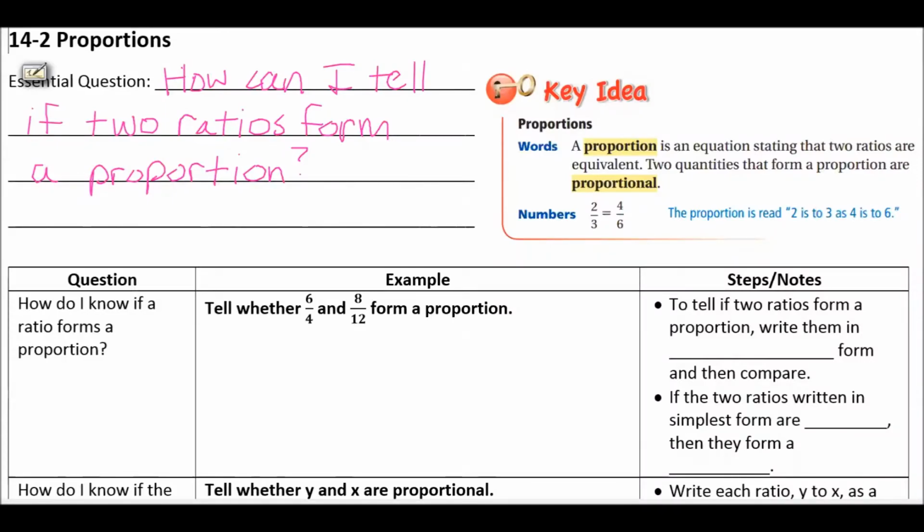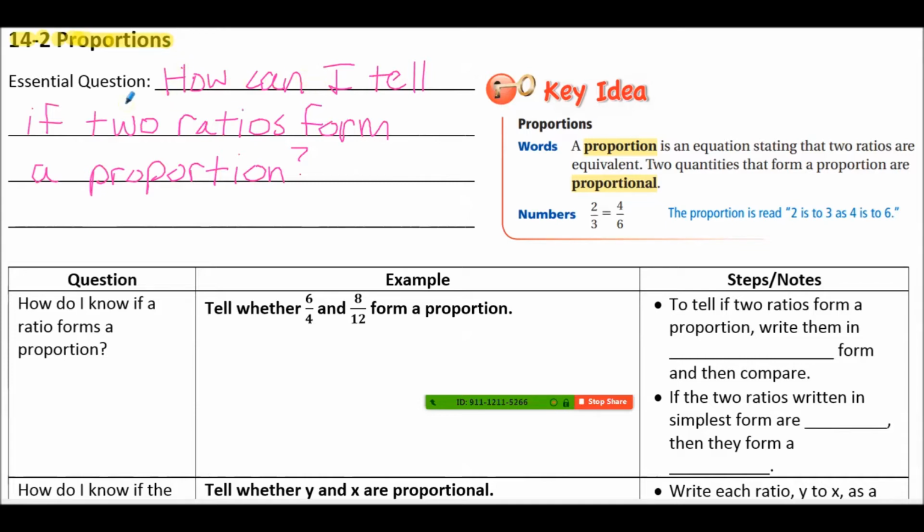Oh, yeah. Chapter 14, section 2, proportions. I think the hardest thing about proportions is knowing what that word proportions means. Seriously, you already know how to do this basically.